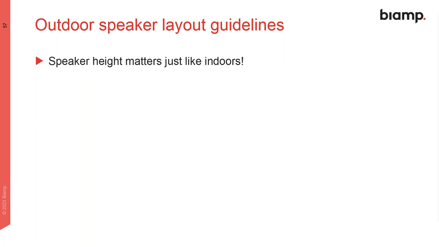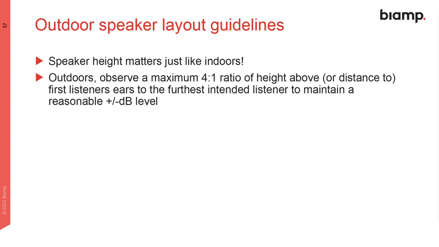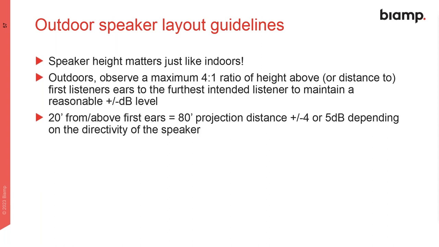Main guidelines: speaker height matters, just like indoors. Outdoors, I think you could get away with a 4-to-1 ratio, where that's the distance from speaker to the first listener versus to the furthest intended listener. About 4-to-1, you can generally still maintain what would be considered a reasonable near-to-far SPL ratio, considering we're not in Carnegie Hall. We're just trying to have some sports and a little bit of fun outside. In general, plus or minus 4 or 5 dB in a left-right or point source system outdoors is generally pretty acceptable.